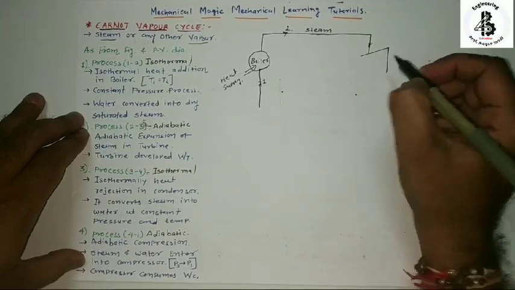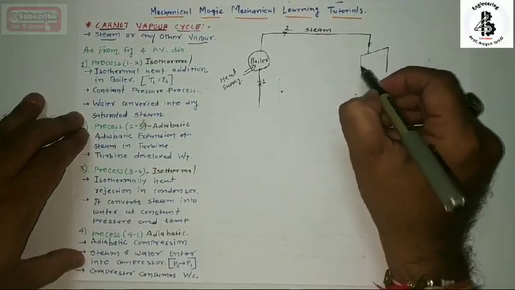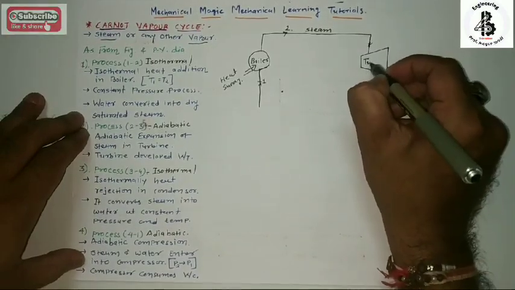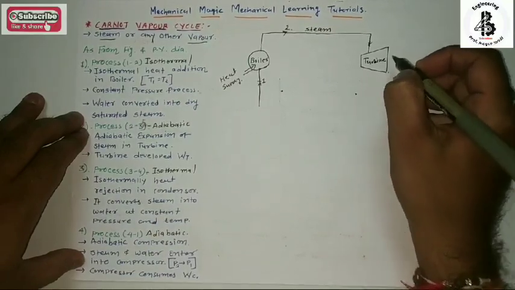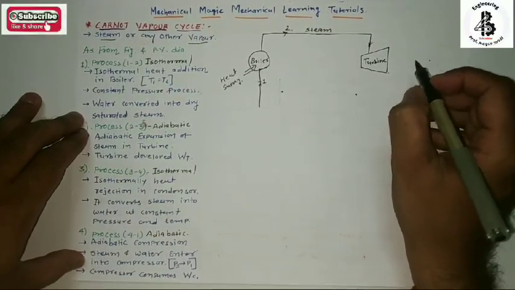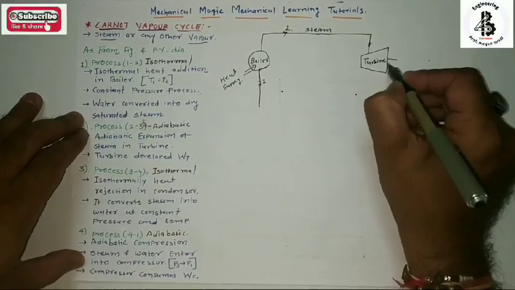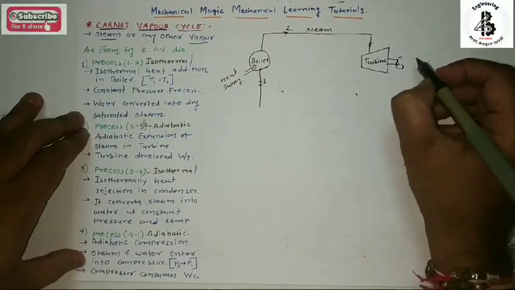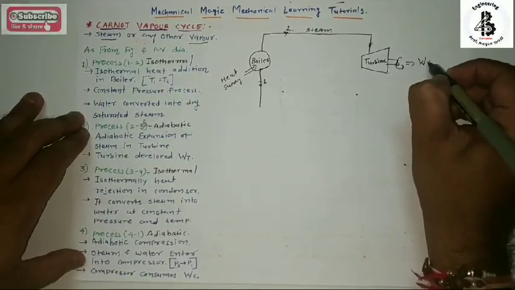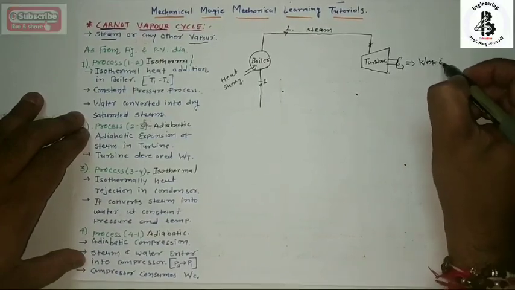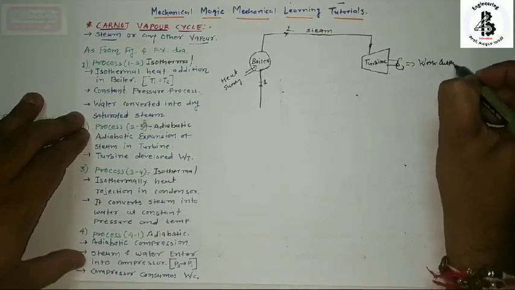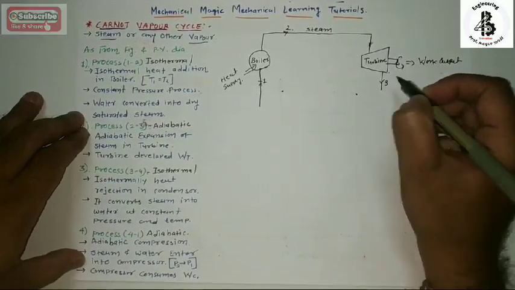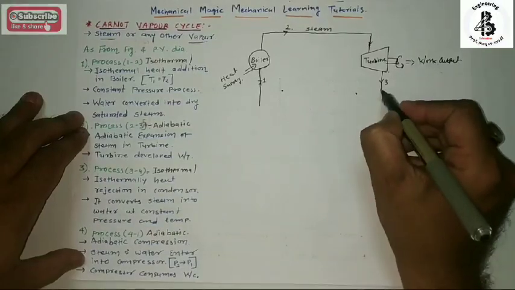After that, the high pressure, high temperature steam will pass through the turbine. That converts it into some mechanical work by expanding that high pressure, high temperature steam. With the application of the turbine, it rotates and gives some kind of work output. So that will be our 2 to 3 process.